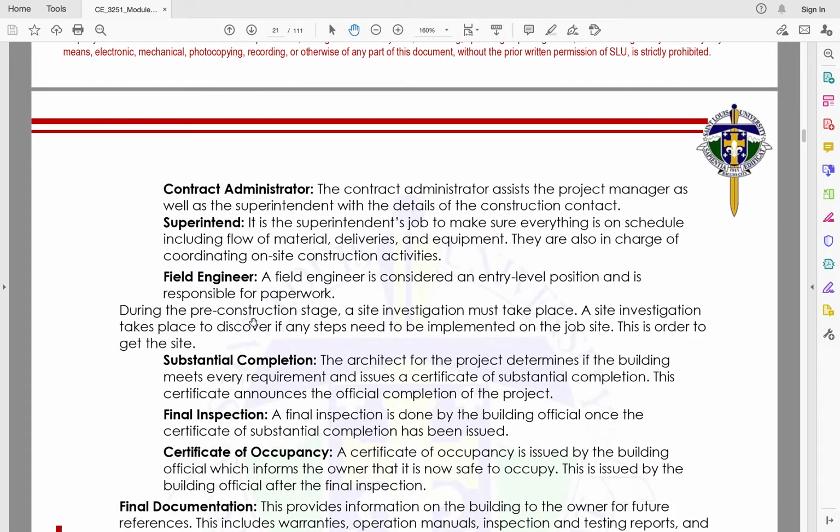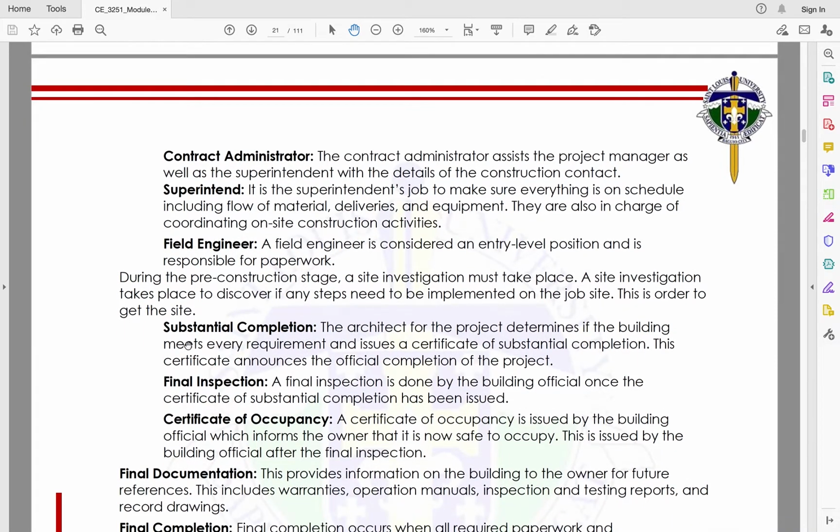During the pre-construction stage, a site investigation must take place to discover existing site conditions.